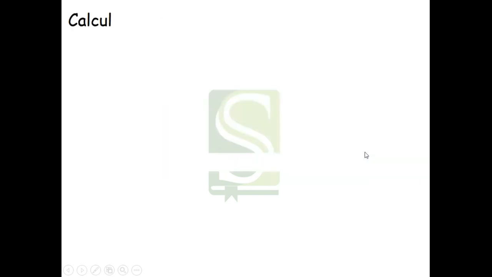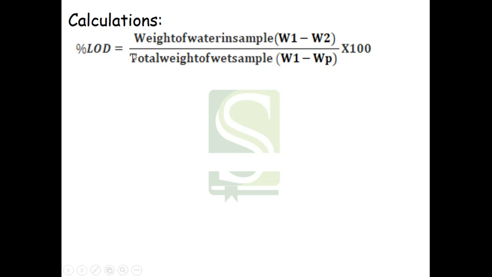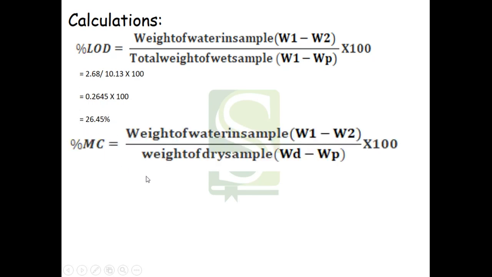Okay, so now let us see the calculation for it. The first calculation is for percent LOD. Okay, so formula for it is weight of water in sample divided by total weight of wet sample, into 100. So the total weight of water in the sample was 2.68 divided by wet sample weight was 10.13, into 100. So LOD was 26.45%.